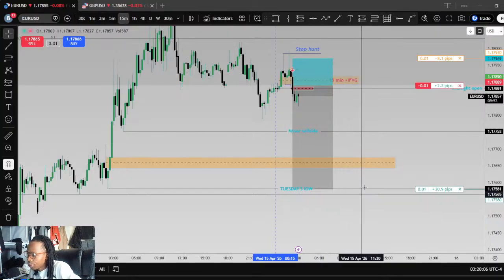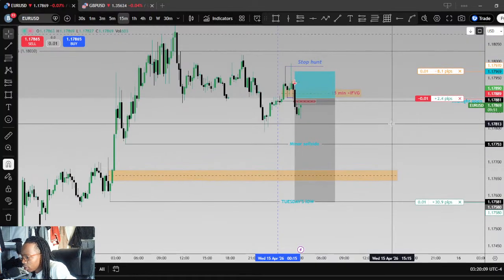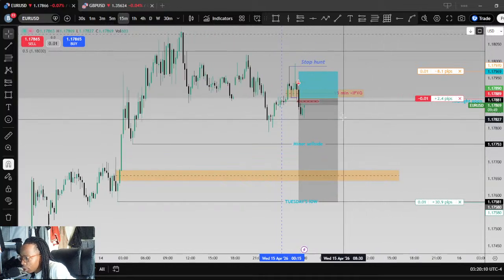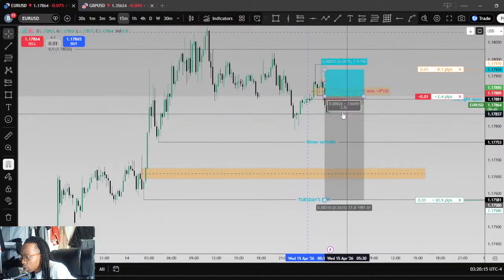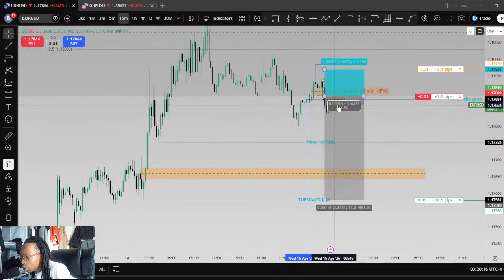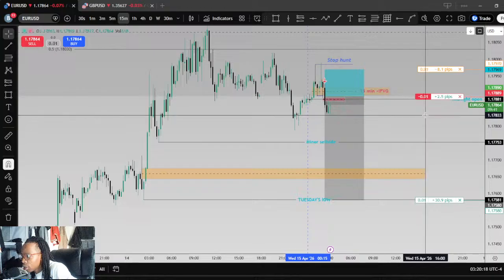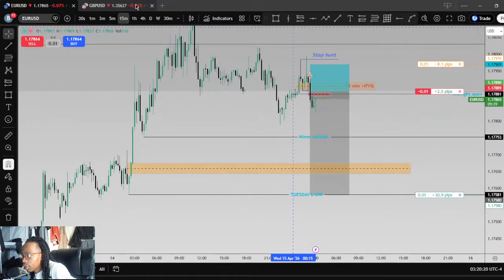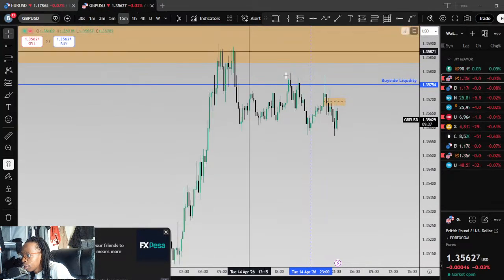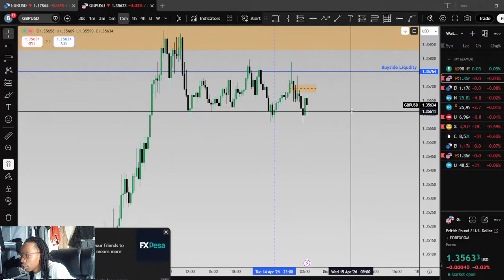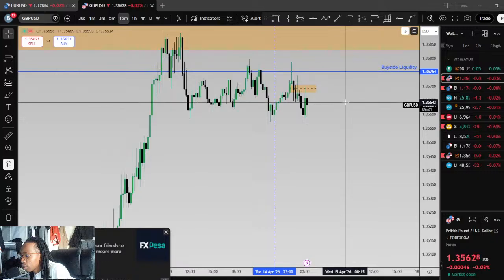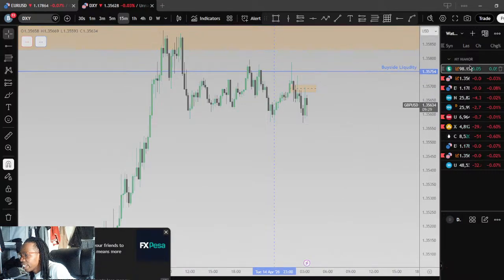So what I don't want to see is price disrespecting this fair value gap right now, because we took out that low and you can see the rejection you're having away from that. So definitely I don't want to see price disrespecting that. Not a good reaction. Don't like it.